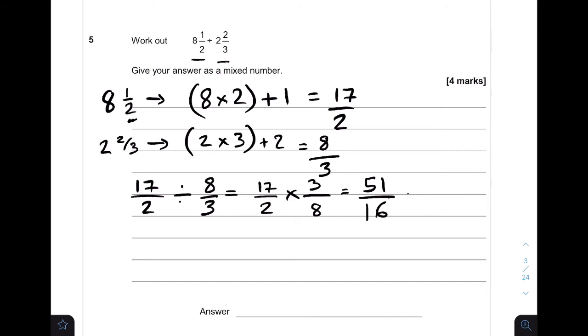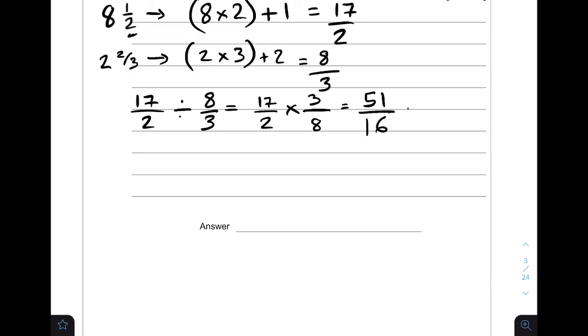So now what we need to do is convert this back into the mixed number. So you need to figure out how many times 16 goes into 51. So it goes into it 3 times. 3 times 16 is 48. So you have 3 and then 48, and then to get that up to 51 you add 3, so then that'll be 3/16. So 3 and 3/16, that'll be your answer as a mixed number.